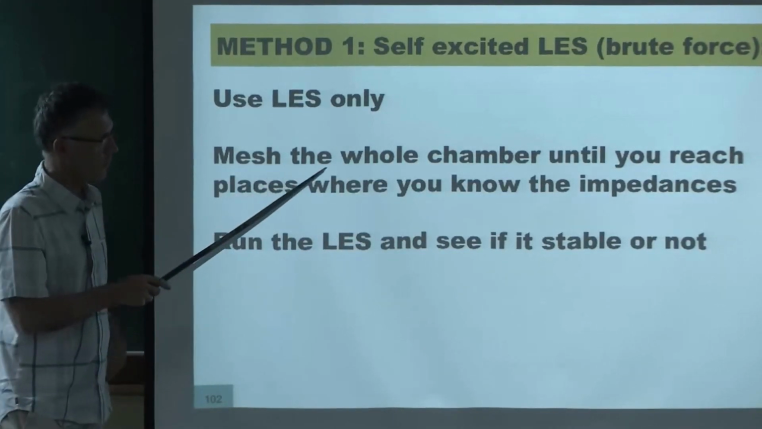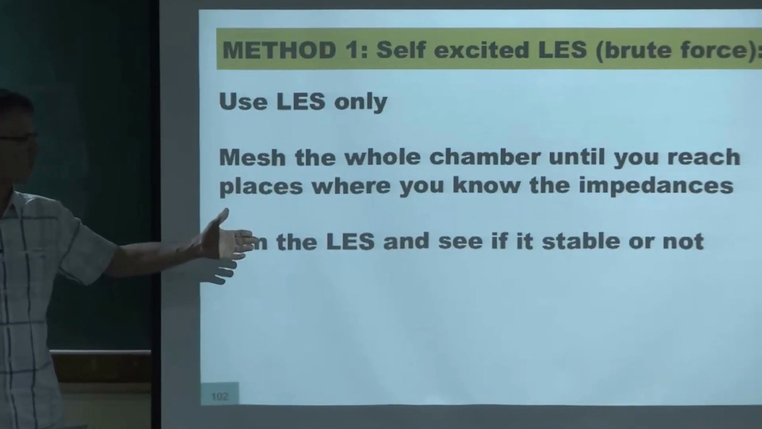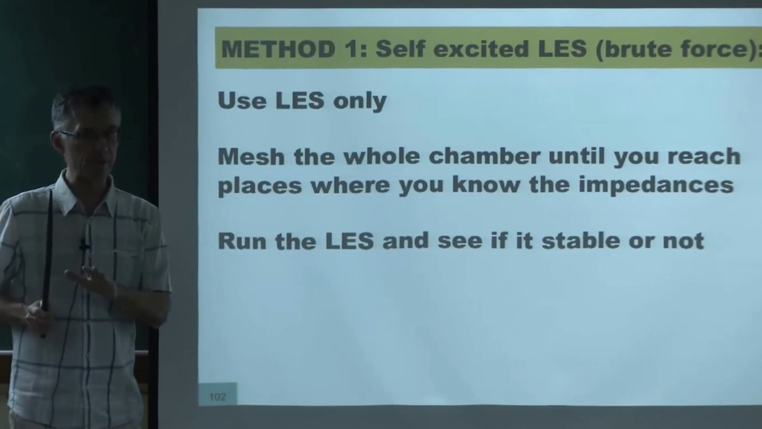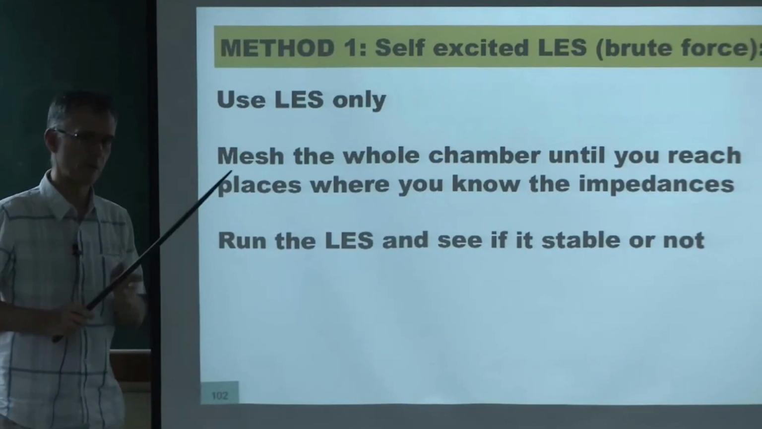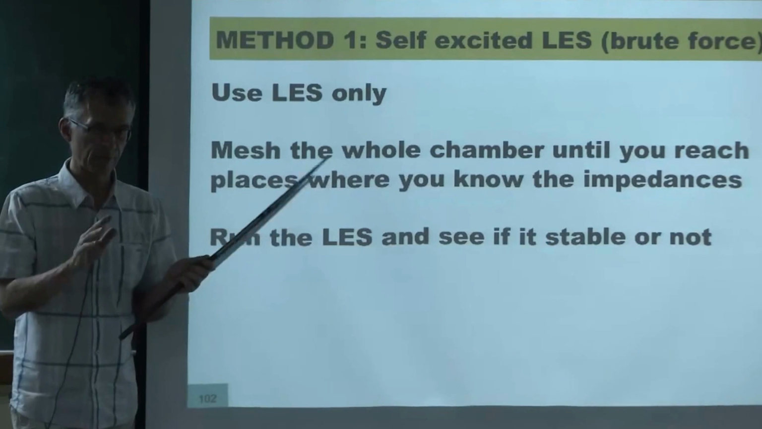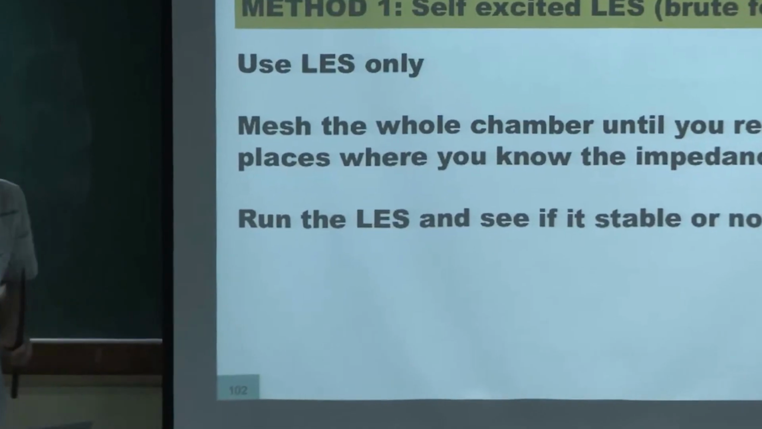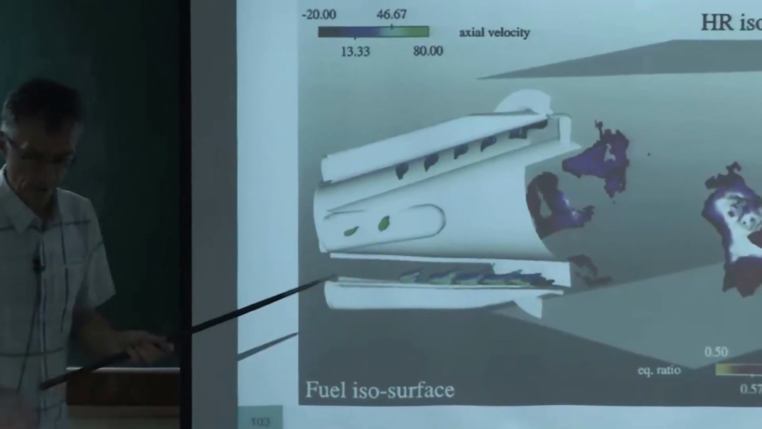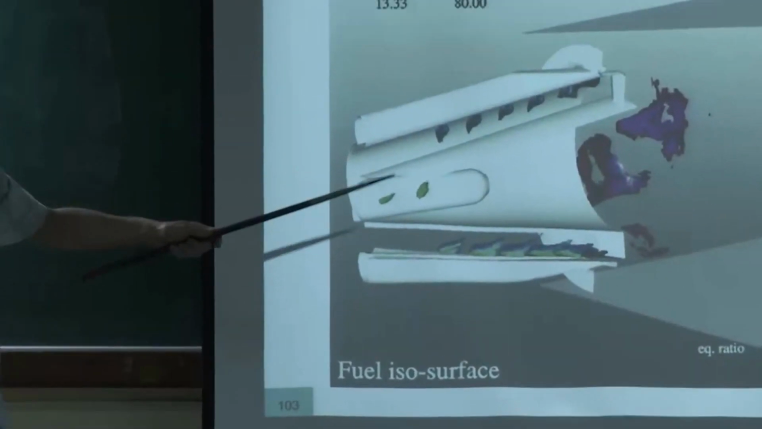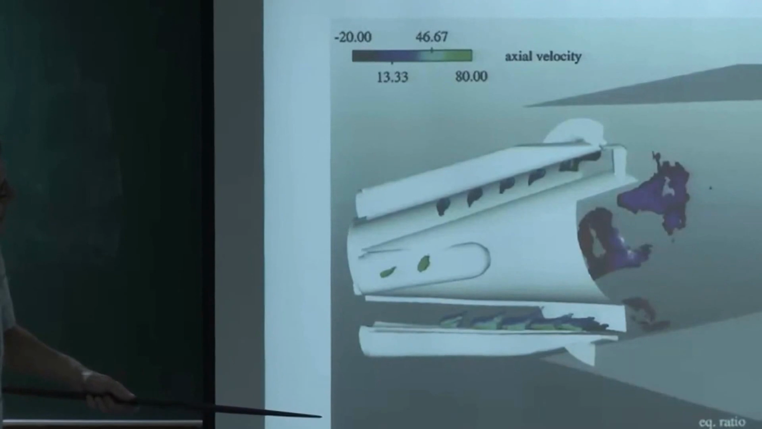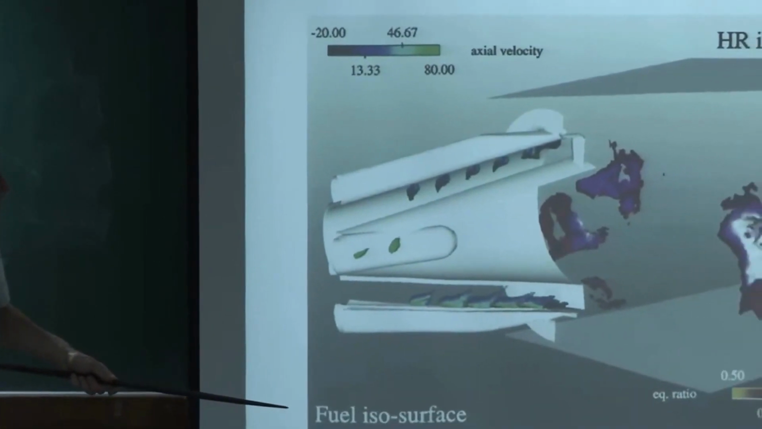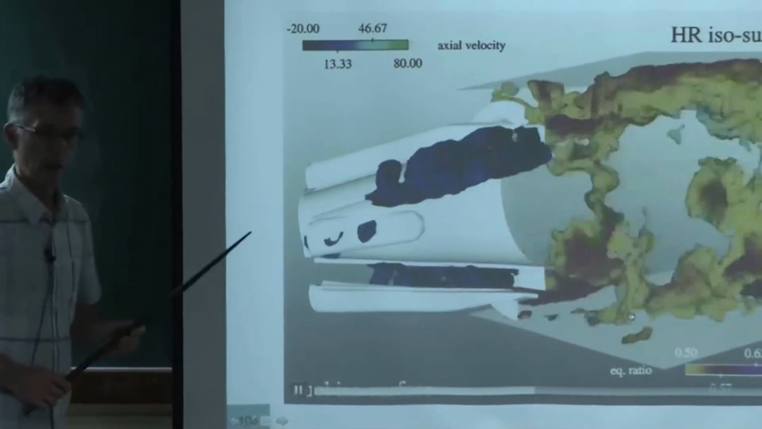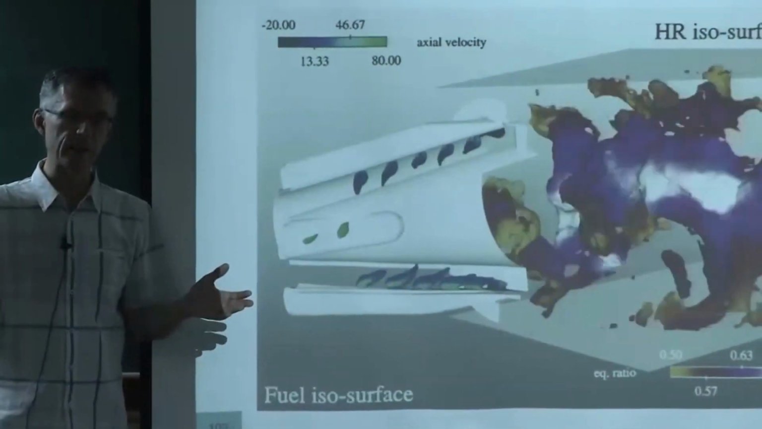So the problem is to mesh the chamber until you reach a place where you know the impedance, and if they are complex numbers, there's a small detail to implement complex impedances. I don't want to talk about that now, it will be a little bit too complicated. For example, this is the Alstom chamber. We computed far upstream and far downstream, and here, when you do that, the simulation itself will produce an instability. Okay. And it's a result of the LES.